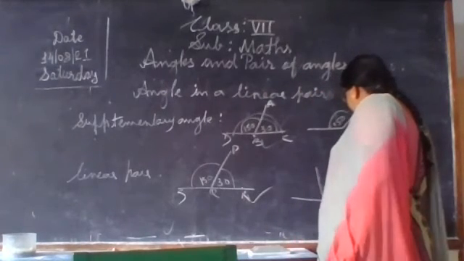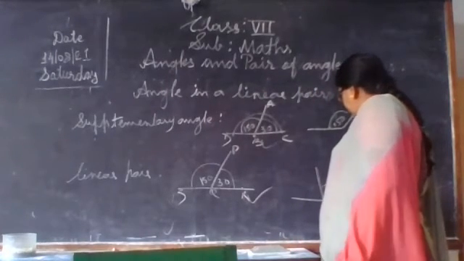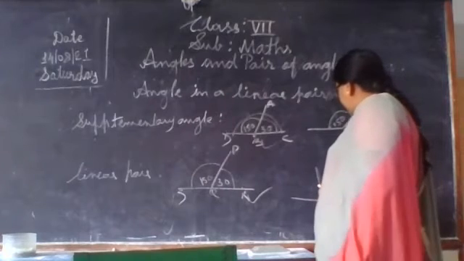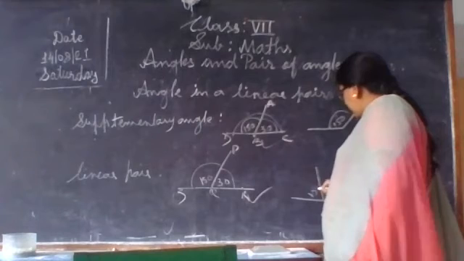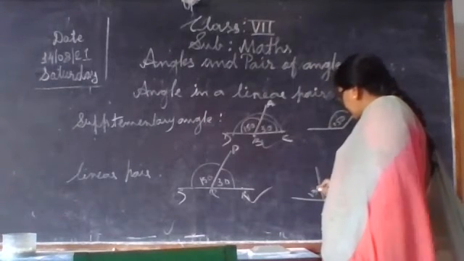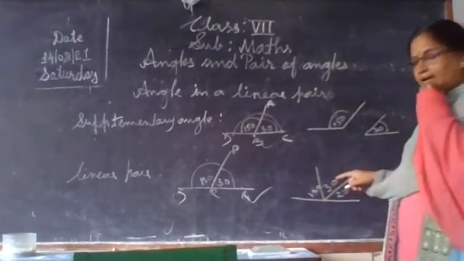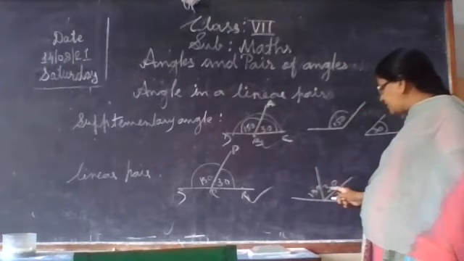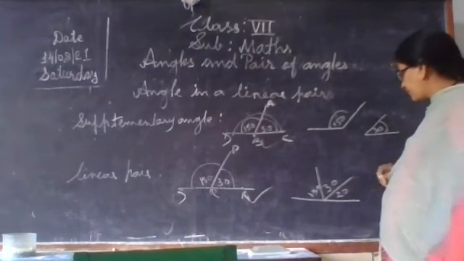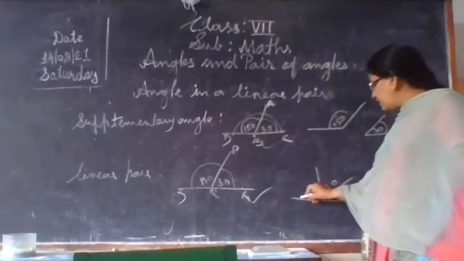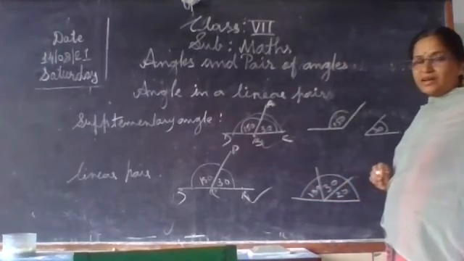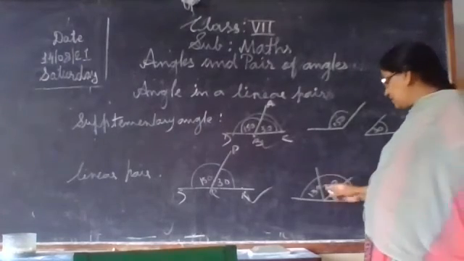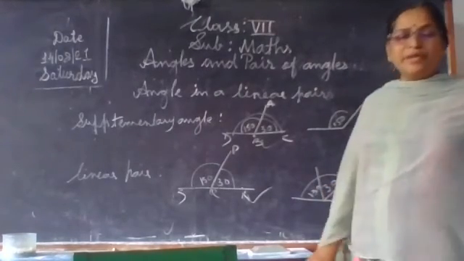Okay, so if it is 20 degree, it is 30. So what is the angle of this? It is 130. See, they are separate. Here three angles are formed: 20, 30 and 130. But if you add all these angles, they become a linear pair.